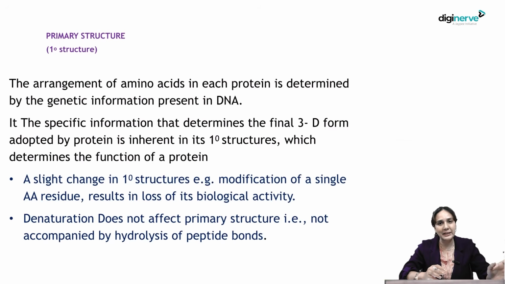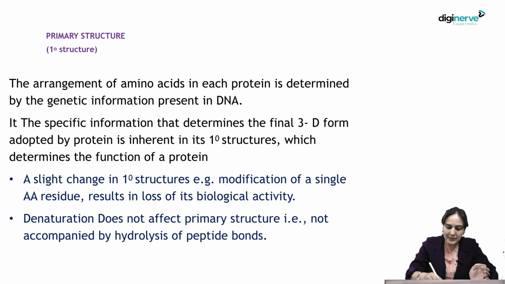The DNA base sequence will dictate the mRNA, and the mRNA will dictate which amino acid is to be joined in what sequence. So it is all dependent on the DNA. Its arrangement of amino acids will form a specific protein. The specific information that determines the final 3D form, that is the final structure of the protein, is also due to the primary structure. It will dictate the folding also, which determines the function of the protein.